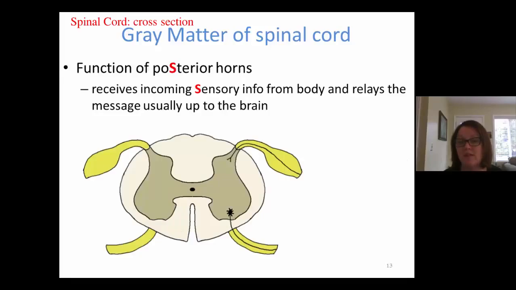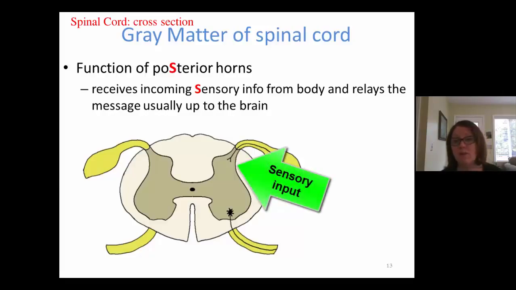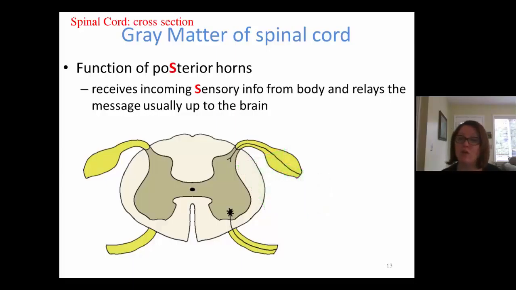Let's first take a look at the posterior horn of the gray matter. The posterior horn of the gray matter is receiving incoming sensory information from the body. So if you look at the picture here, we can see that the posterior horn of the gray matter has an axon ending there. And this is the end of a sensory neuron axon. And this sensory neuron might be doing something like receiving touch information or temperature information in the skin. So that information is coming over here to the posterior horn. From there, it will be processed, and eventually it will be sent over to the white matter of the spinal cord and then sent up to the brain.